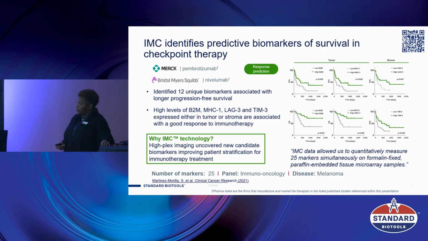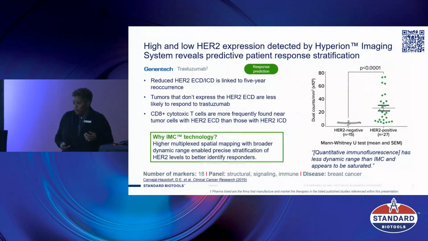And so what they found through this study was 12 markers that were associated with progression-free survival. And they also found an additional 7 of those markers were actually for overall survival. So they found that increased levels, especially of B2M, MHC2, LAG3, and TIM3, are potentially indicative of the therapeutic response. So why IMC? IMC enabled them to look at all of these markers and visualize this. And from here, they were able to say, okay, we noticed that these are the predictive biomarkers, so we can use this going forward if we wanted to stratify our patient response.